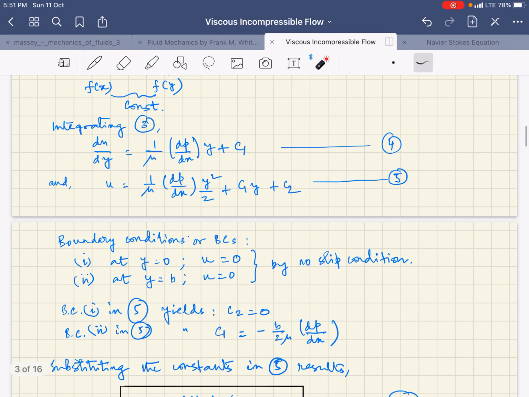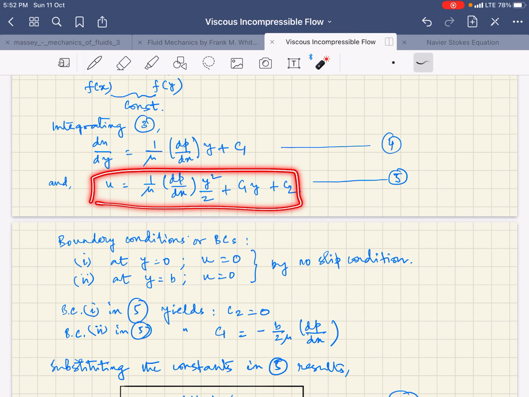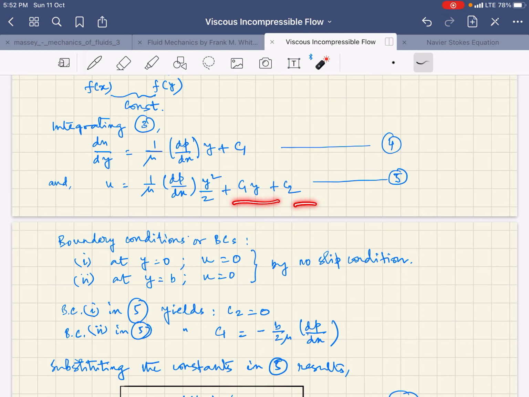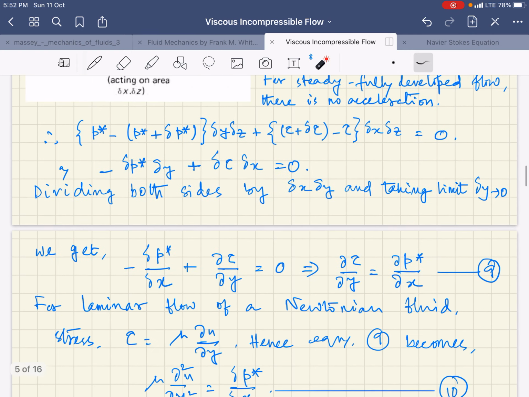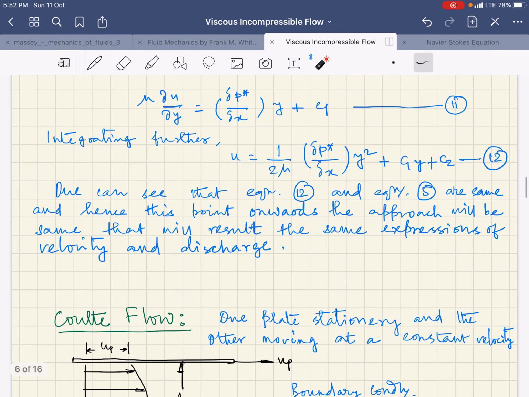Coming into that, yes, it is the same thing. It is the same form of equation, u equals 1 by twice mu dp dx y square, or it is written as 1 by mu dp dx into y square by 2, the same thing, plus c1y plus c2. So here also you can see equation number 12, 1 by 2 mu delta p star. Only difference is that it is written in piezometric pressure form.